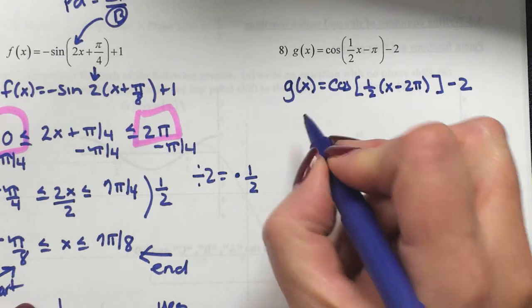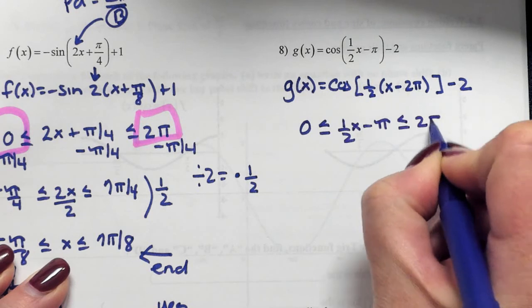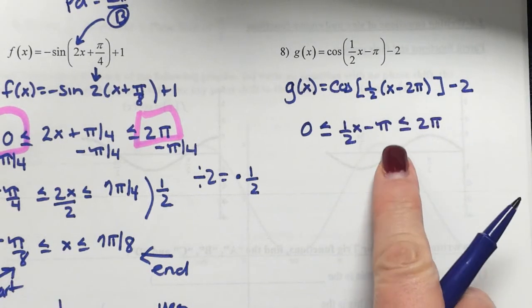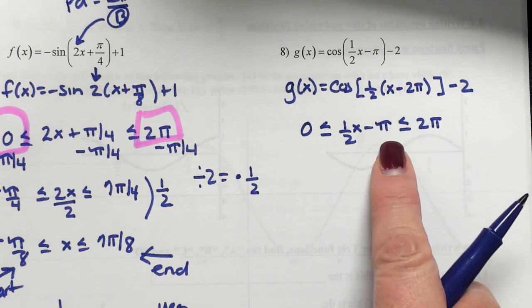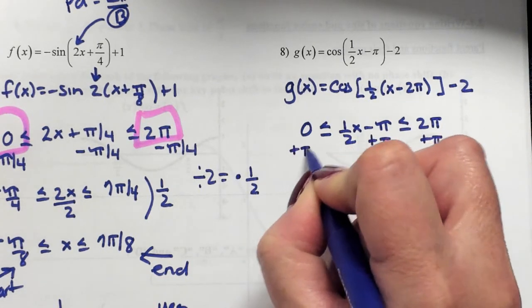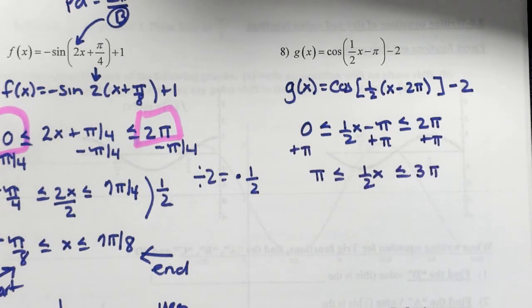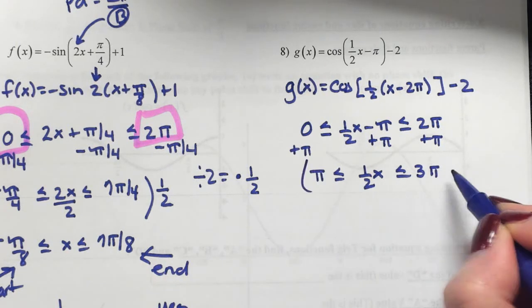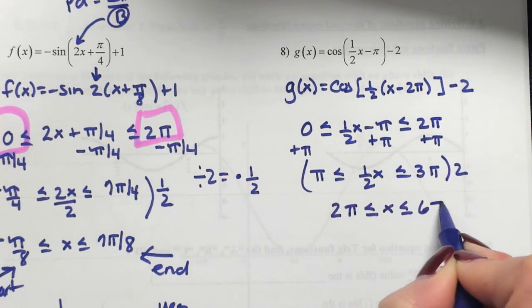So again, I set up my inequalities to be 0 less than or equal to 1/2 x minus pi, less than or equal to 2 pi. What's your first step to solve this inequality? What's the first step to get x by itself? We're going to add pi. So I have pi less than or equal to 1/2 x less than or equal to 3 pi. Then what? To get x by itself, I'm going to divide by 1/2, which is the same as multiplying by 2. So that's going to give me 2 pi less than or equal to x less than or equal to 6 pi.